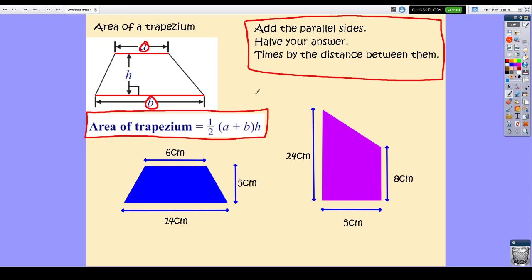And we also need the height of the trapezium, and the height of the trapezium is always the distance between those parallel lines at right angles to it. So you can see H, the height here.